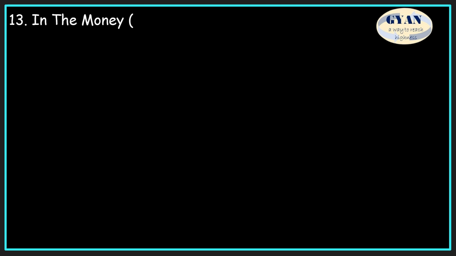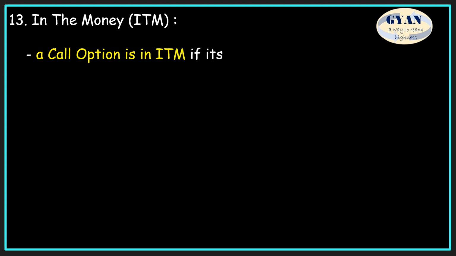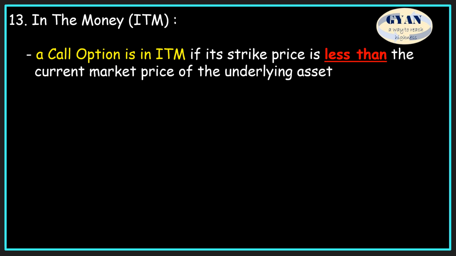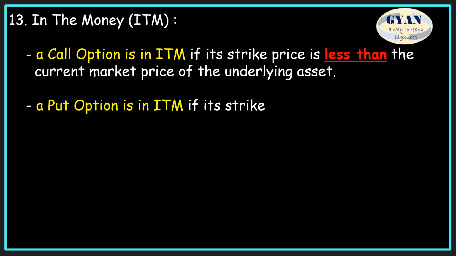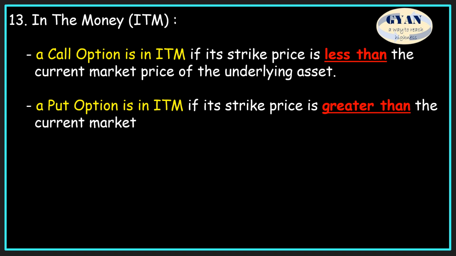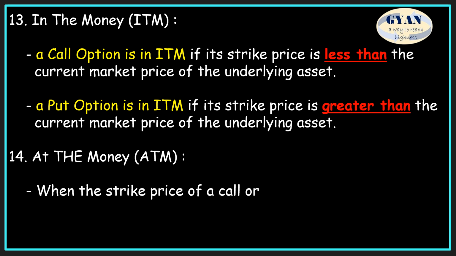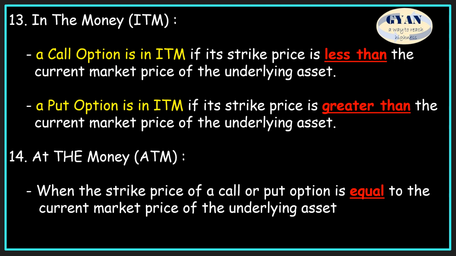13. In the money, ITM. A call option is in ITM if its strike price is less than the current market price of the underlying asset. A put option is in ITM if its strike price is greater than the current market price of the underlying asset. 14. At the money, ATM. When the strike price of a call or put option is equal to the current market price of the underlying asset, then it is ATM.